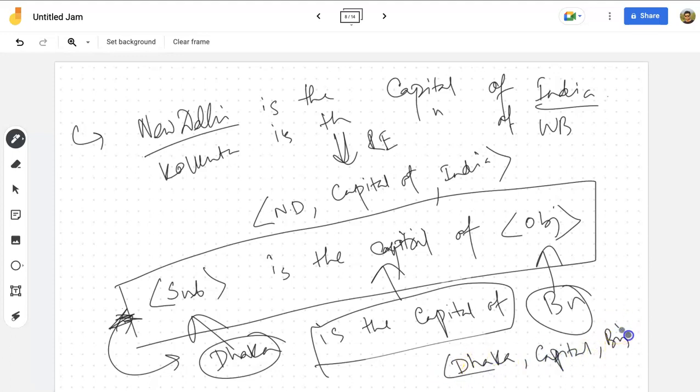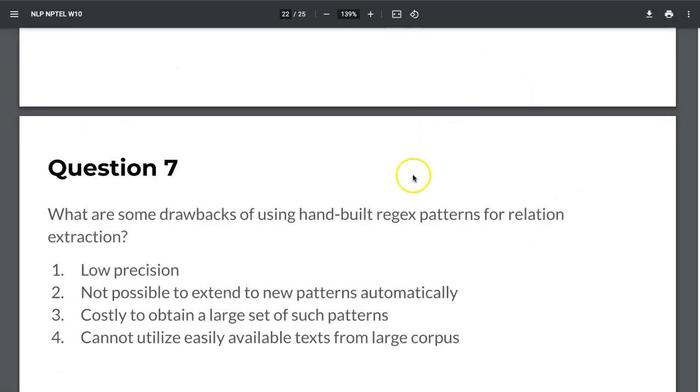Okay. So do we need to manually define the regex pattern for all of this? Yeah, so basically this is the problem. What they are asking in this question is that no one does this kind of thing nowadays. If you remember what bootstrapping is, in bootstrapping cases they use this kind of hand-built regex pattern.